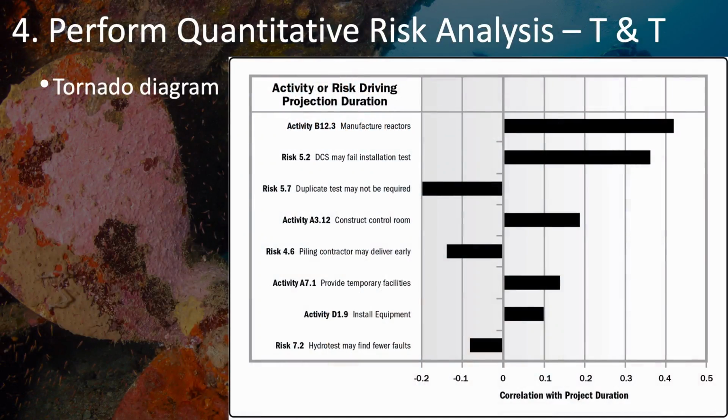Here's an example of a tornado diagram. It shows the activities and risks that are most strongly correlated with the duration of the project. The items with the strongest correlations are listed first, resulting in this characteristic shape like a tornado.